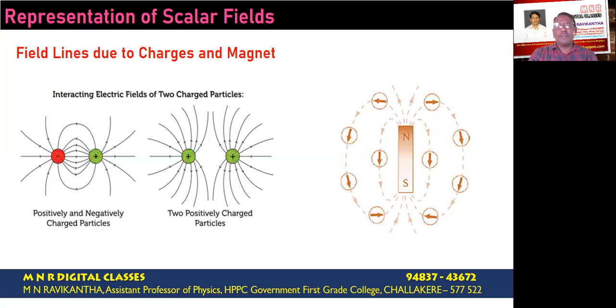Now let us have another figure, that due to a magnet. Magnetic field lines always originate from the North Pole and terminate at the South Pole. The arrow indicates the field lines. This is how we represent the strength of the field, whether it is electric or magnetic, by using the concept of field lines.